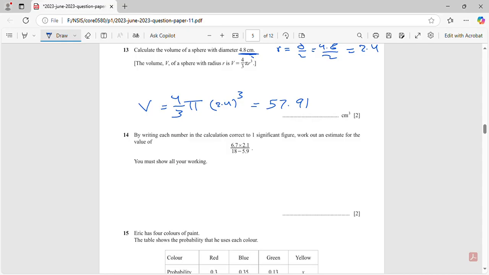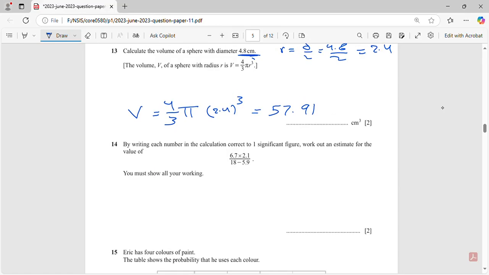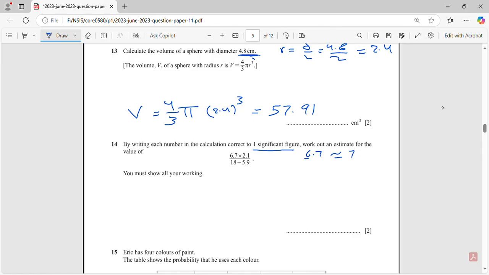By writing each number in the calculation corrected to one significant figure, work out an estimation for the value. I need an estimation represented by one significant figure. So I have to approximate each number by one significant figure. I have this number 6.7. To one significant figure, I will look at the next digit. 7 is rich or poor? It will be 7. Perfect.